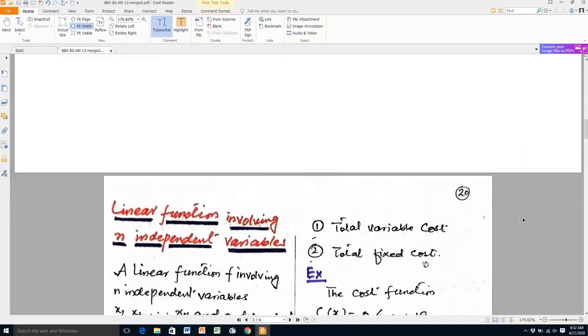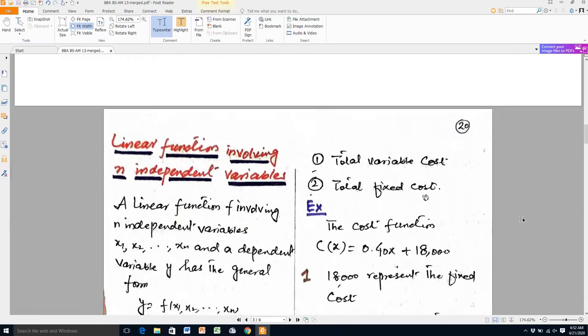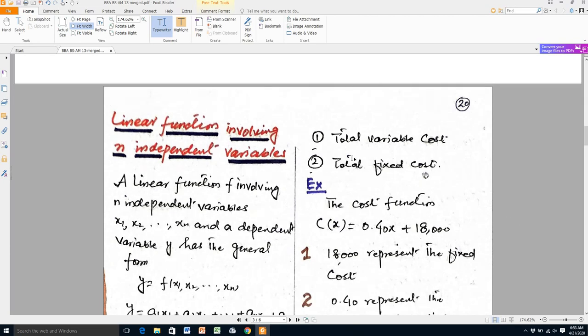This is a continuation of our previous lecture in which we started chapter number 5, in which we saw a linear function containing one independent variable and one dependent variable, and then a linear function containing two independent variables and one dependent variable. In the same way, we now discuss linear functions involving n independent variables.